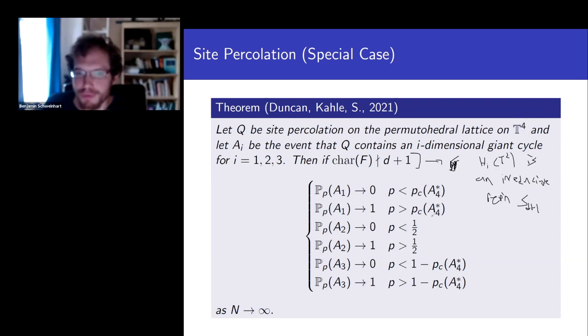And the reason I like the case D equals 4 is these are all known values. We get a phase transition for 1-dimensional giant cycles at the critical probability for bond percolation on the A4 star lattice. We get giant surfaces, roughly speaking, appearing at 1/2, where we have self-duality. And then we get giant 3-cycles appearing at the dual to the threshold for A4 star. Okay, so that's pretty cool. So that's our main result for site percolation on the permutahedral lattice.